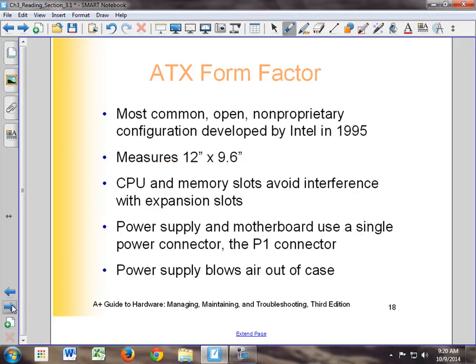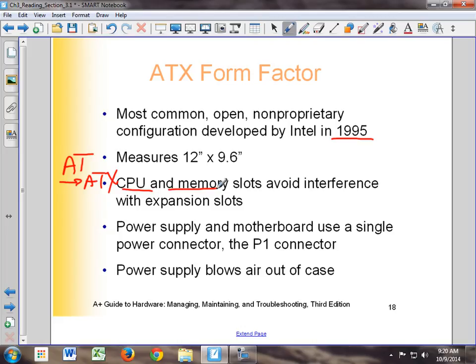ATX is the most common. It's been around since 1995. That doesn't mean it's the same motherboard. It just means the form factor stayed static since 1995. The holes stayed in the same place. When we moved from AT, which was the old one that I started out with, to ATX, they moved the CPU and memory to avoid interference with the expansion slots.